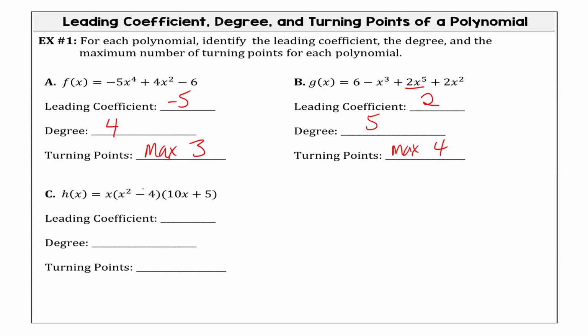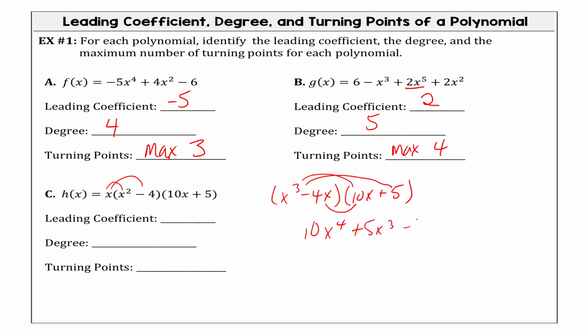All right, on C, you either could distribute or you could have done FOIL first. Doesn't matter which one you did. I would probably just distribute first, which would have left me with x to the third minus 4x times 10x plus 5. And then I would FOIL. So I get 10x to the 4th plus 5x to the third minus 40x squared minus 20x. So my leading coefficient is 10. My degree is 4, and my max number of turning points is 3.